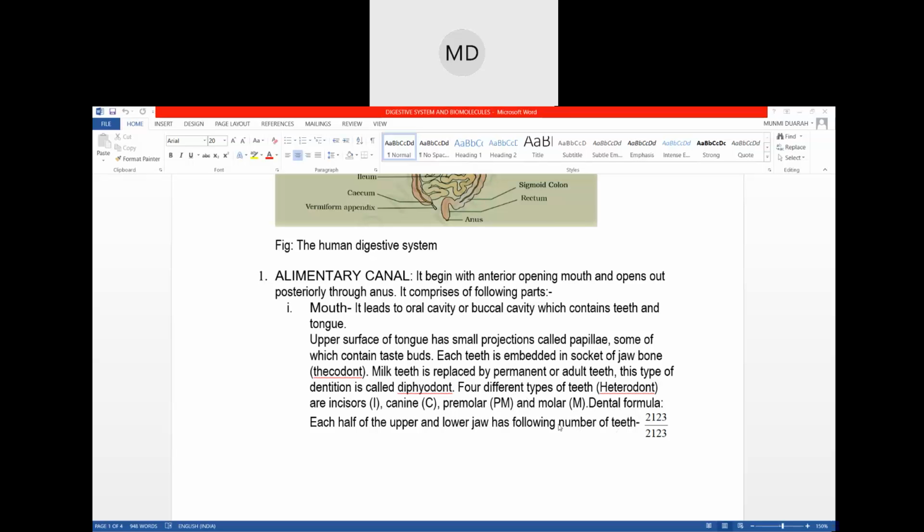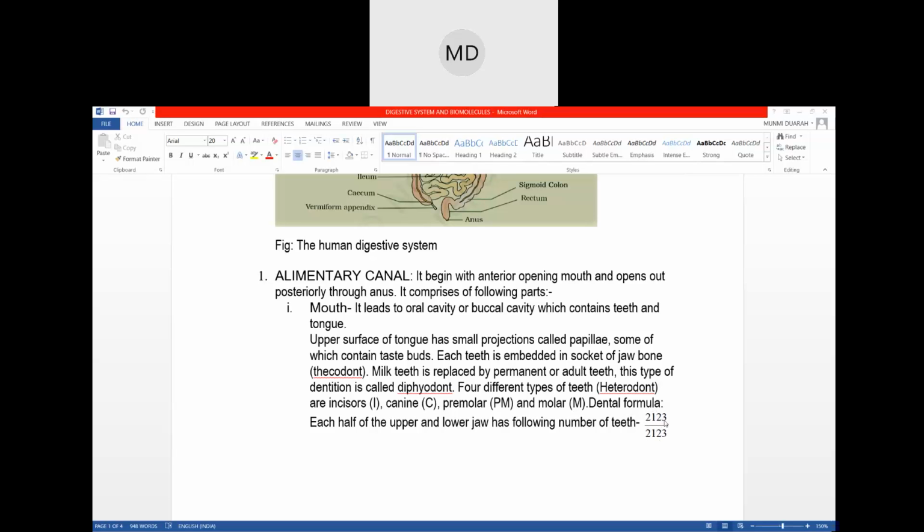Okay, so this is the dental formula. I will show you how it is. The upper one is considered the upper jaw. In the mouth there is the upper jaw and the lower jaw, right? In an adult human being, there are 32 teeth. In most people there are 28, and in a few people there are 32. So the total number of teeth in an adult human being is 32.